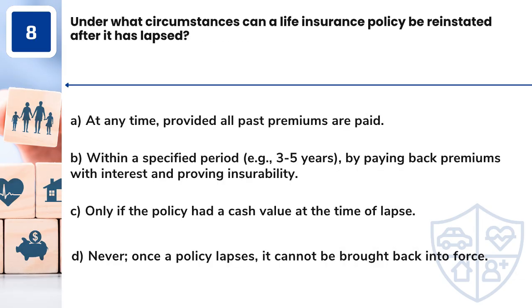Question 8. Under what circumstances can a life insurance policy be reinstated after it has lapsed? A. At any time, provided all past premiums are paid. B. Within a specified period, e.g., 3 to 5 years, by paying back premiums with interest and proving insurability. C. Only if the policy had a cash value at the time of lapse. D. Never. Once a policy lapses, it cannot be brought back into force.